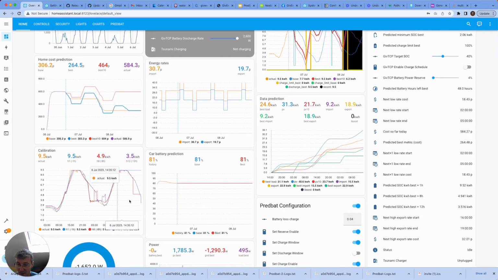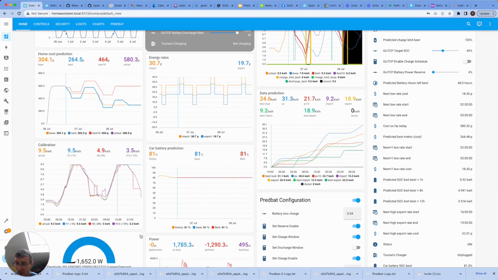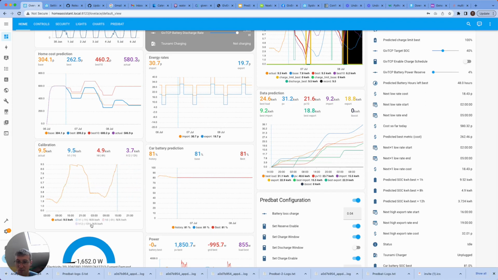The other thing you can see here is a calibration chart. If you set this one up, you can see how accurately predictions are running. So the actual is what's actually happened to the battery. And again, you can turn them on and off, so you can see this is what's happened in the past up until now.